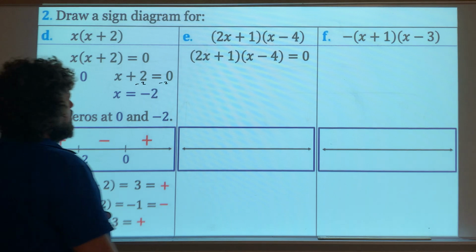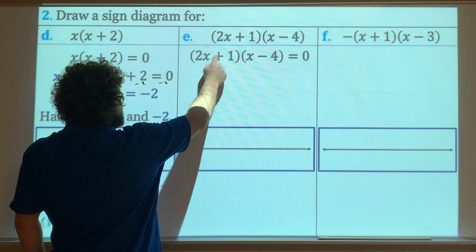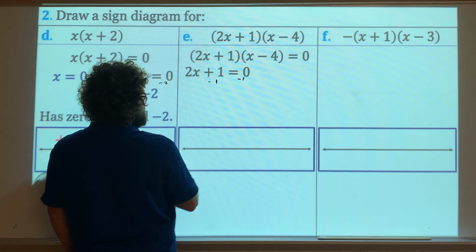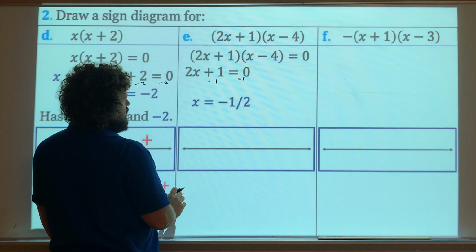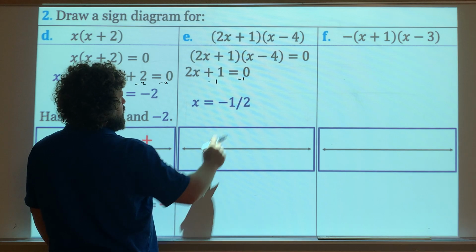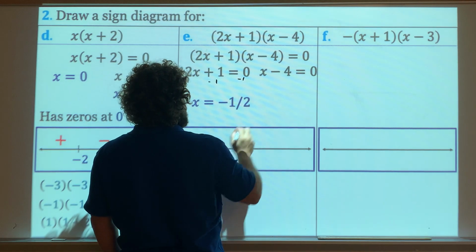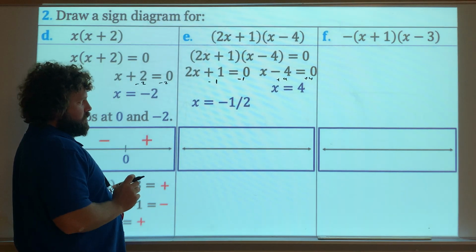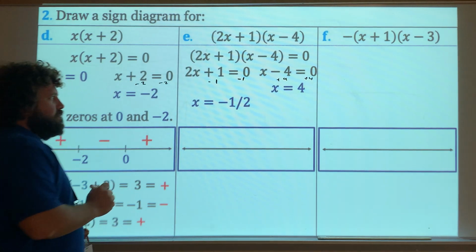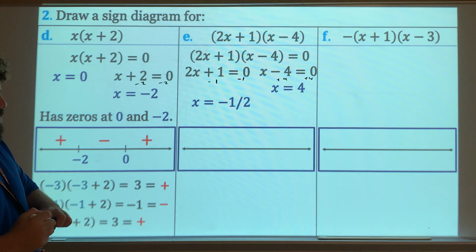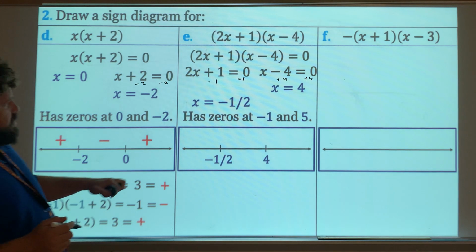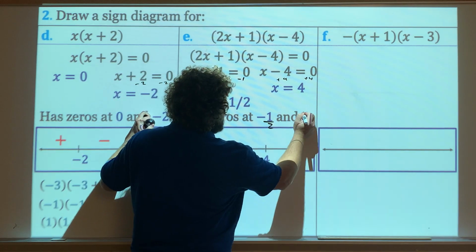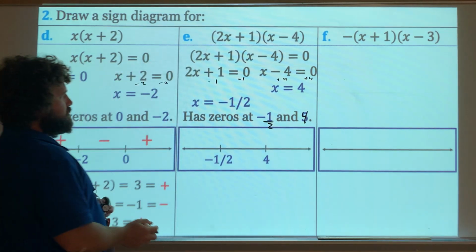Set both of these equal to 0. Told you algebra heavy and everything. 2x plus 1 equals 0. You're going to subtract 1 from both sides. You get x equals -1/2. X minus 4 equals 0. You're going to add 4 to both sides, and you get x equals 4. So you have zeros at negative 1/2 and 4. All right?